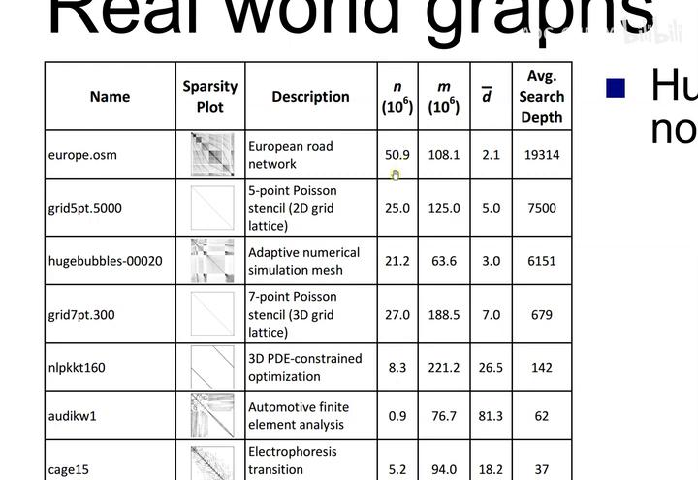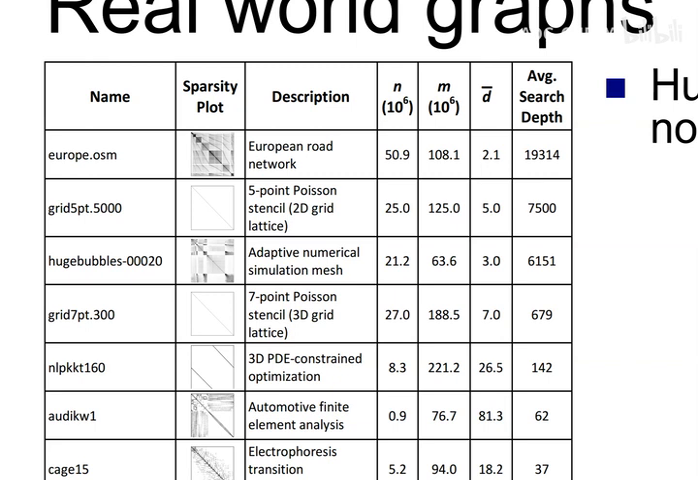Okay, so I guess each intersection of the roads is maybe a node, right? So it's got 51 million of those, and about 110 million edges. Between two intersections you have one road, and then you have two directions. At each intersection you have two roads crossing there. So basically you have twice as many edges as you have nodes. Okay, so the average degree is about 2.1.